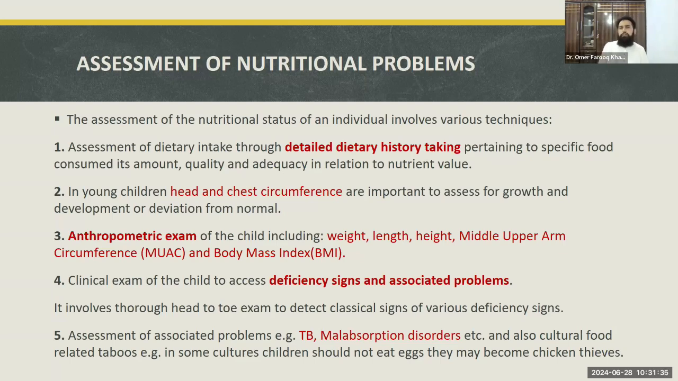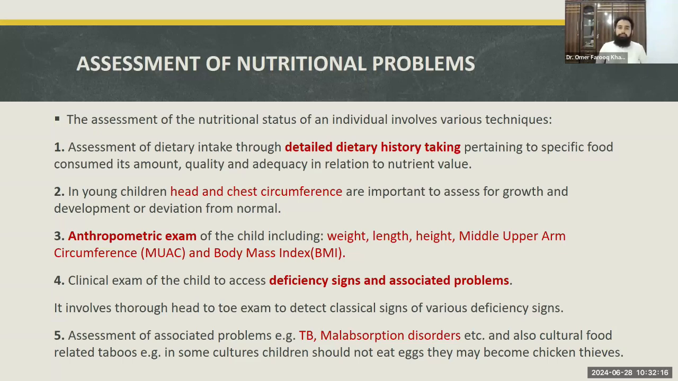So we will discuss all of these things as well. The assessment of dietary intake through detailed dietary history taking, I just took my time over this slide because this is very important. History taking is very important, and you yourself need to know about the problems as well. Because if you do not know what to give, you do not know what to ask. If you do know what to give, then you will start asking the exact questions which need to be asked of the parents, especially the mother. Detailed dietary history taking pertains to specific food consumed, its amount, quality, and adequacy in relation to nutrient value.